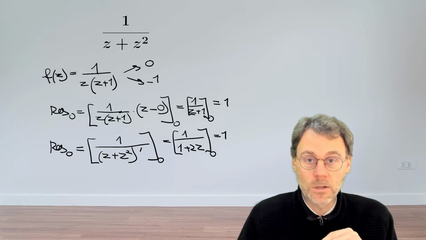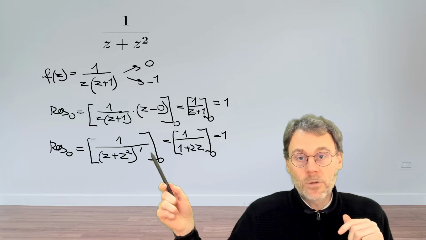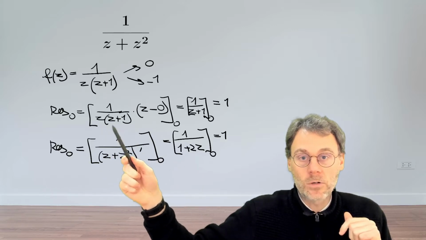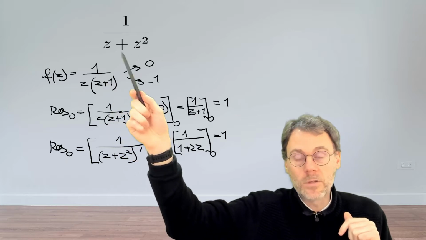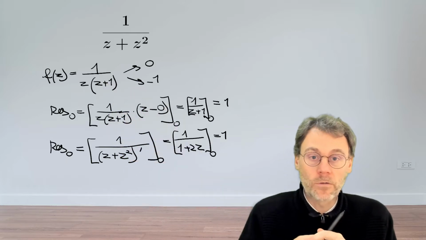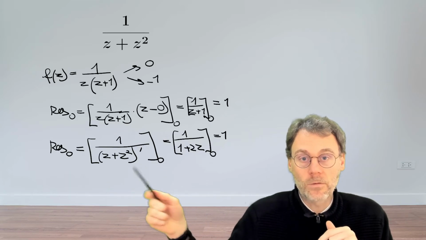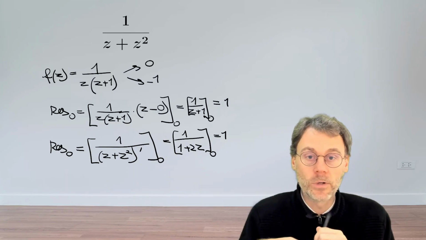It's the same result. The nice thing about the second formula is that you don't need to explicitly factor out the denominator here like we did in this case. Okay, it was relatively straightforward here, but for some other functions that might not be the case. So here, by just taking the derivative, it's rather straightforward to end up with the correct result.